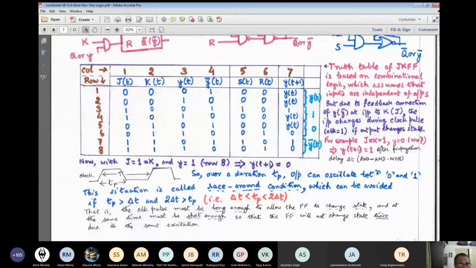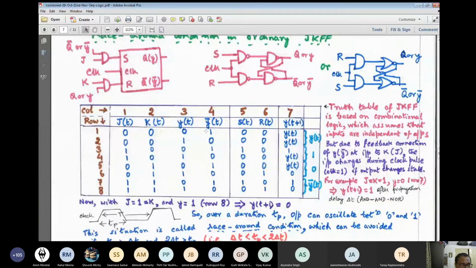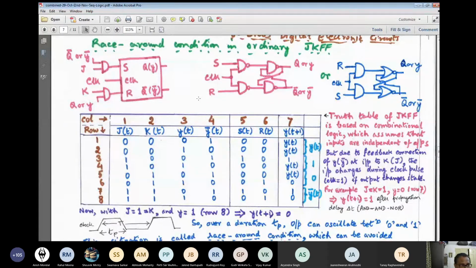So that means so long as clock equals 1, any change that takes place in the input will affect the state of the output. With J and K both 1, Y, if it is initially at 0, will change to 1. Again, clock remains at 1. When clock remains at 1, it means that this gate is open to us.